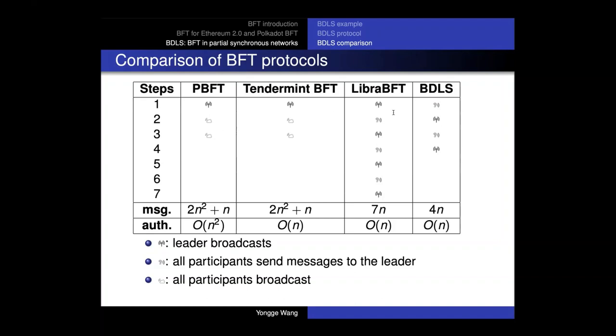Libra BFT or HotStuff, they have the same steps. So you can think of PBFT as a mesh network, and this is a star network. Star network means only the leader broadcasts, and everyone sends the message to the leader. We do not have everyone broadcast to everyone. Because if everyone broadcasts to everyone, we get n square message communications. So for Libra BFT or HotStuff or BDLS, we reduce the message communication by avoiding everyone broadcasting to everyone, okay? But we have four steps, but Libra BFT has seven steps. So that's the advantage.